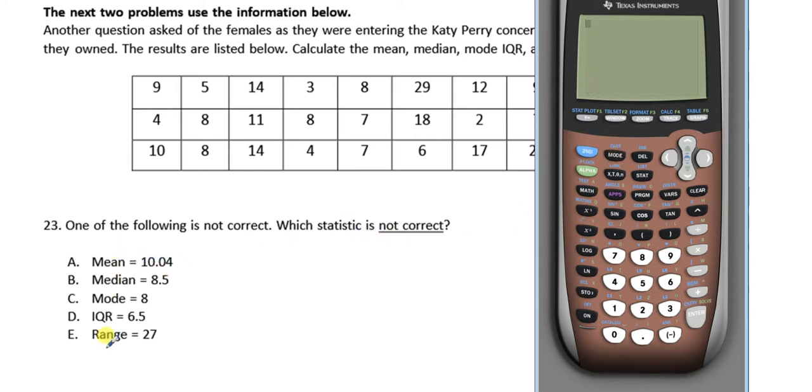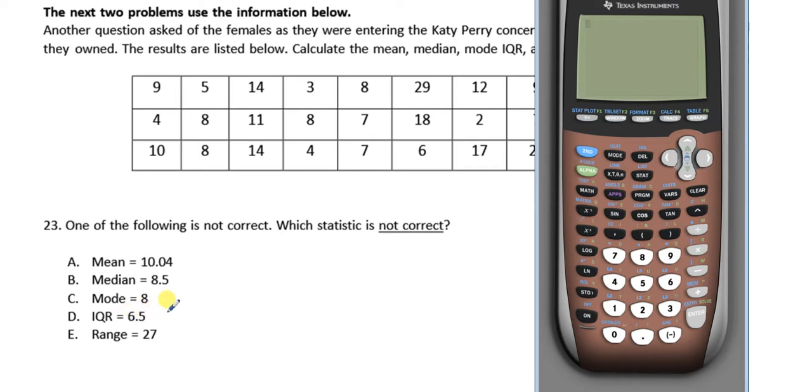And I want to find the mean, median, mode. Now the mean is all of them added up and divided by 24. The median is the middle number. So if you did do this manually, you could put them all in order. And it's just the middle number. Mode is just the one that shows up the most often.